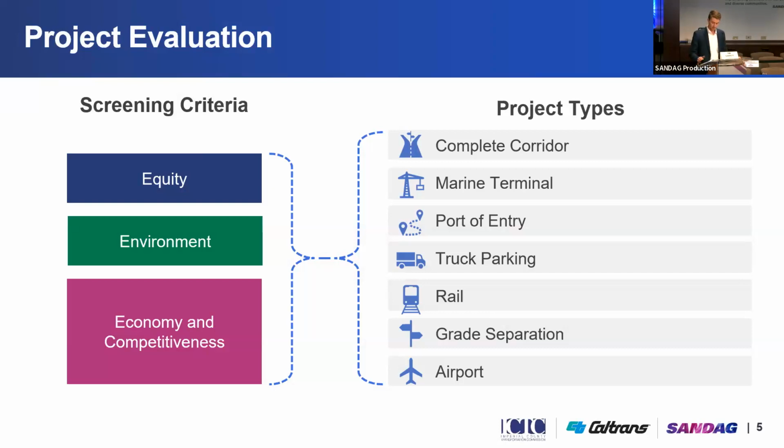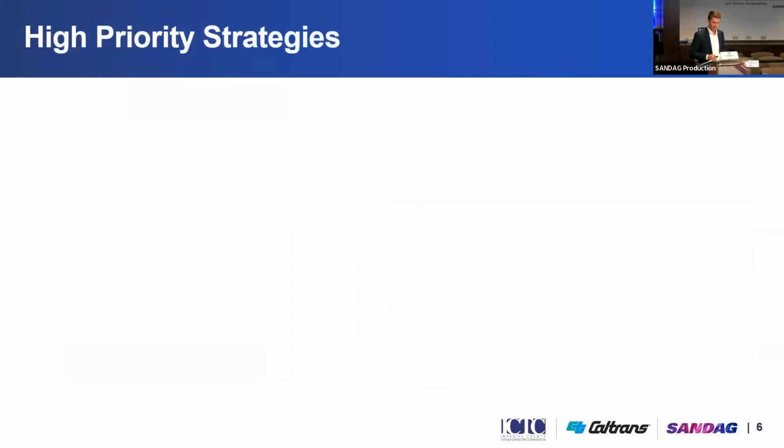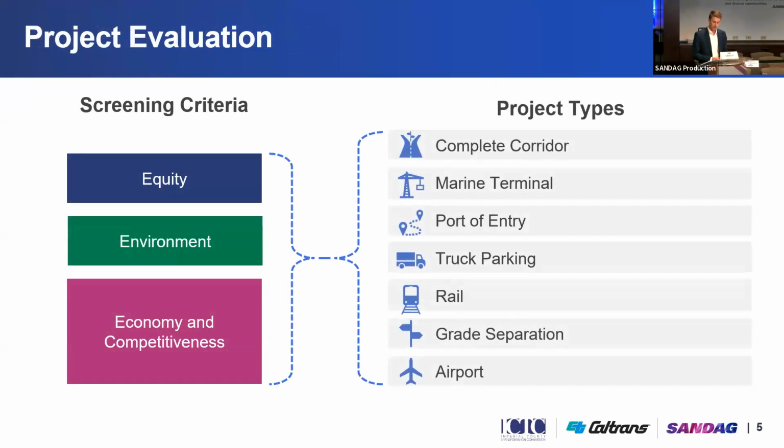These include equity, where we looked at whether project benefits would benefit the most vulnerable communities. Environment, where we consider the potential impact on reducing emissions and pollutants. And economy and competitiveness, where we consider the efficiency and capacity of the freight industry to benefit consumers, businesses, and employees throughout the counties. On the right are the different project types that we were evaluating, including port of entry projects, rail projects, and many others. And this also helps to identify projects that might be considered for inclusion in future efforts, such as the 2025 regional plan.